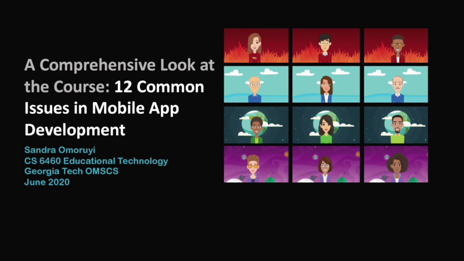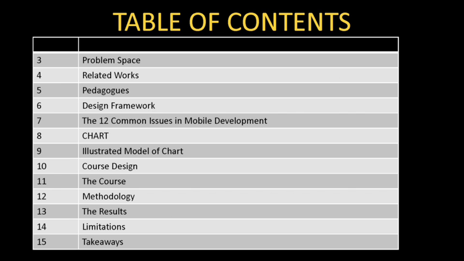To give a brief overview of what I'll be discussing in this presentation, let's take a look at the table of contents. First, I'll talk about the problem space of the issue and why it's a problem for developers. Then I'll discuss related works that prove this is a problem and also current solutions for this problem. I'll also talk about the pedagogies that are currently used in massive open online courses and what type of pedagogy I chose to use for my course.